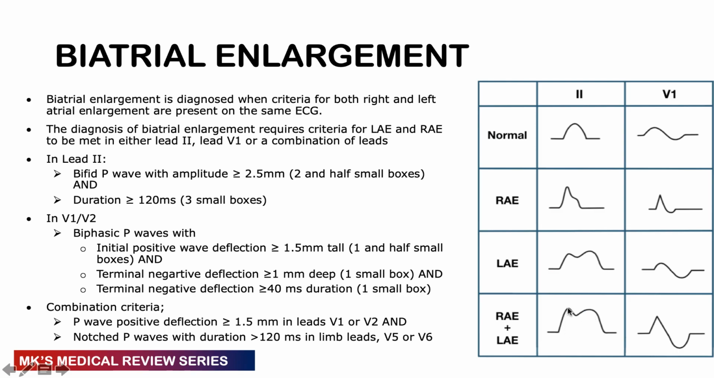And this overall wave is going to be very huge. So it's going to be taller than 2.5 small boxes. So it's going to be peaked, indicating a P pulmonale. And its duration is going to be greater than 3 small boxes. So this is what we see in lead 2.